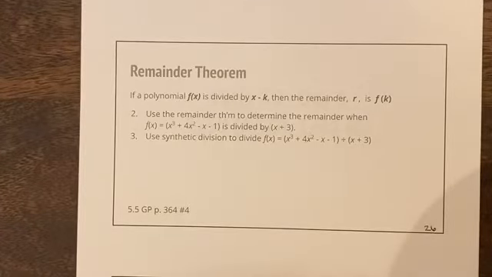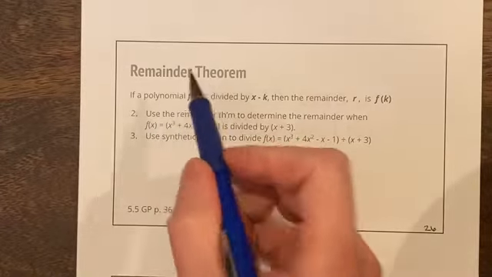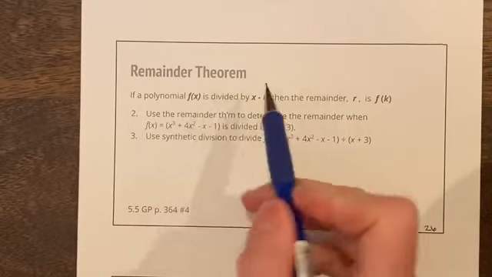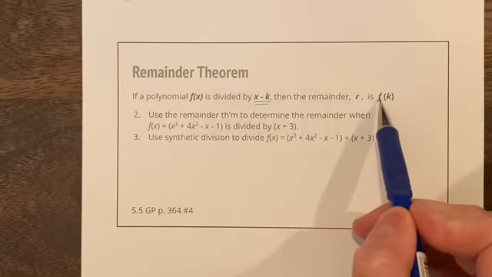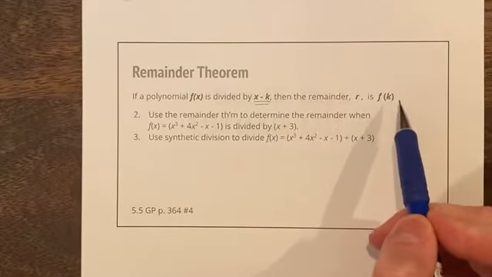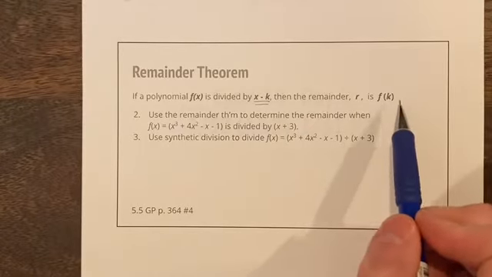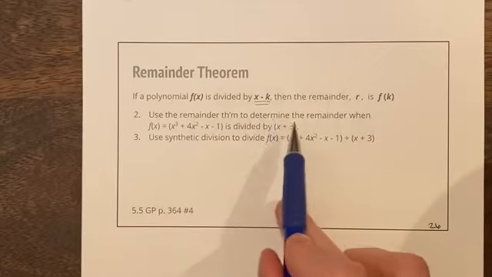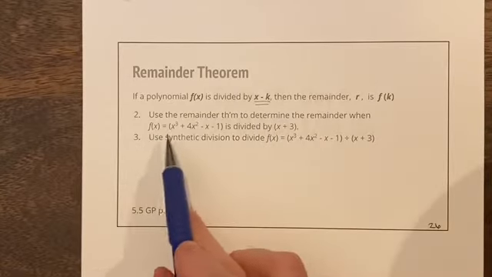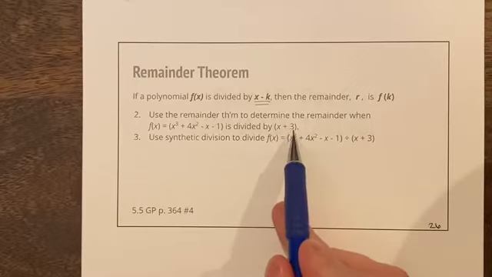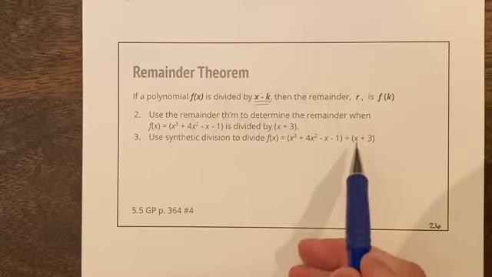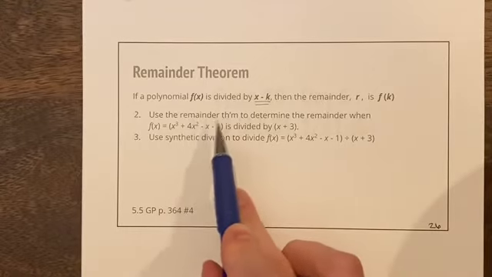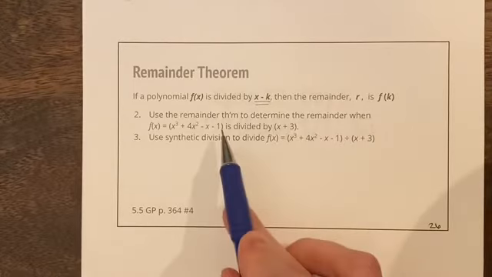On to our last slide for today. This is slide 26. The remainder theorem. It states if a polynomial f of x is divided by anything that looks like x minus k, then the remainder r is f of k, right? Which is what we just showed in the last slide. So it says use the remainder theorem to determine the remainder when f of x is divided by x plus 3. Use synthetic division to divide f of x by x plus 3. So the first thing we're going to do is use the remainder theorem to determine the remainder. So we're going to do that first.